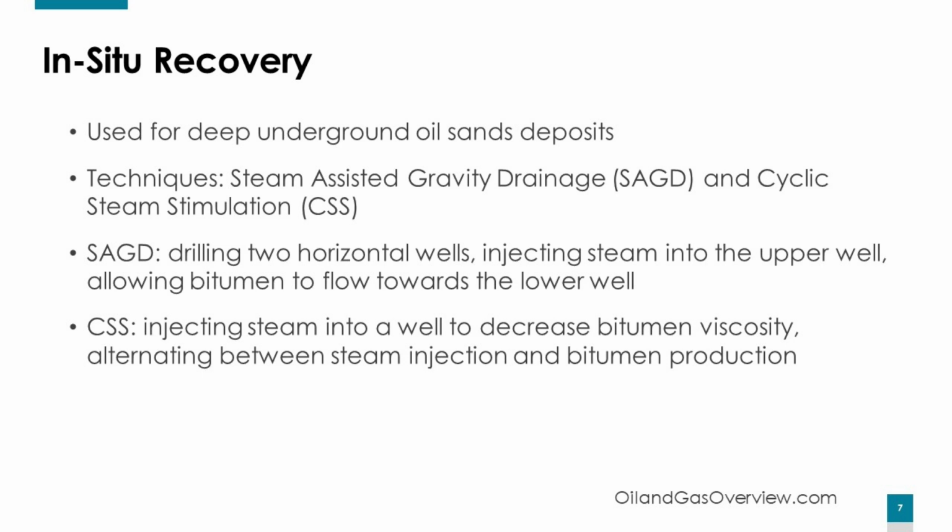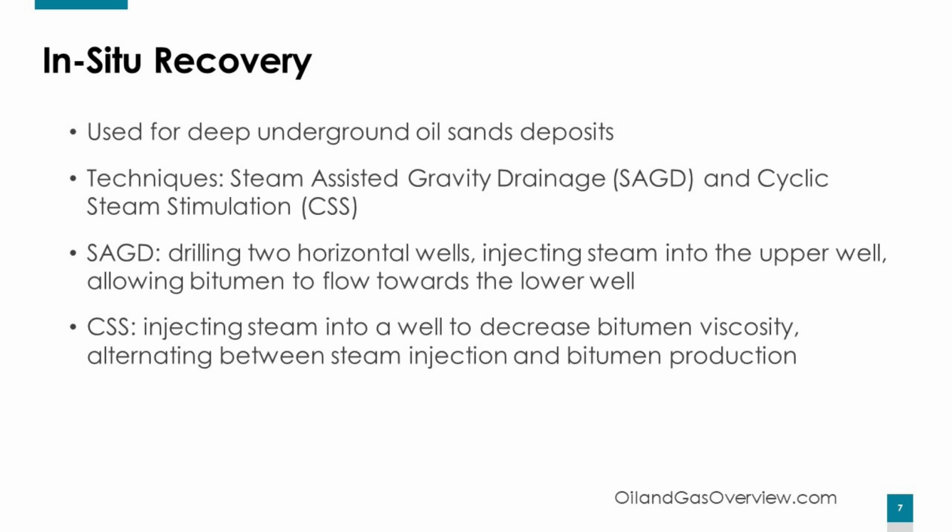SAGD, or steam-assisted gravity drainage, is the most widely used in-situ recovery technique for oil sands development. It involves drilling two horizontal wells, one above the other, into the oil sand deposit. After that, steam is injected into the upper well to reduce the viscosity of the bitumen and allow it to flow toward the lower well due to gravity.